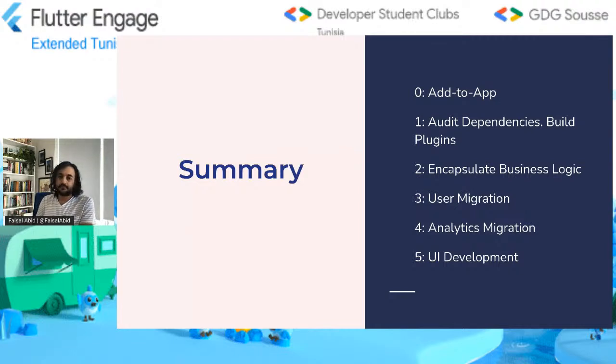Audit your dependencies, build plugins, encapsulate your business logic. Very, very key. User migration, do not forget about that, because you don't want to launch your app and have all your user base logged out. You can't even revert a build, right? So it's just gone in the world. Analytics migration, make sure that you migrate your analytics properly, and you tell your business stakeholders that things are going to be different. Lastly, UI development, do the UI last, right?